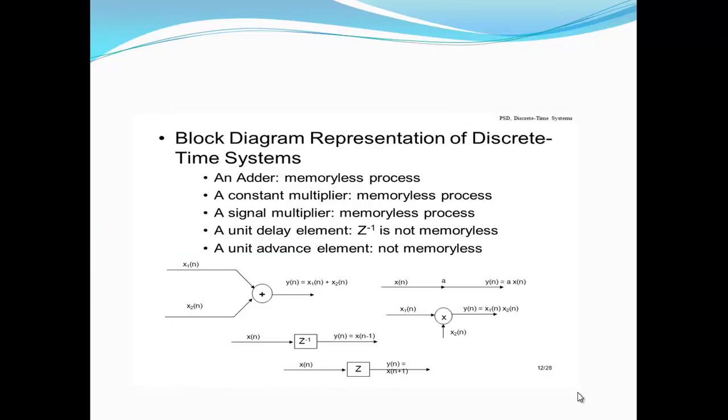Is this clear? These are the various representations of discrete time systems. How you represent discrete time systems mathematically with the help of diagrams, using symbols. What is the essence of these symbols? All of you must have used these symbols in signals and systems, I guess, if you have studied it, I hope.